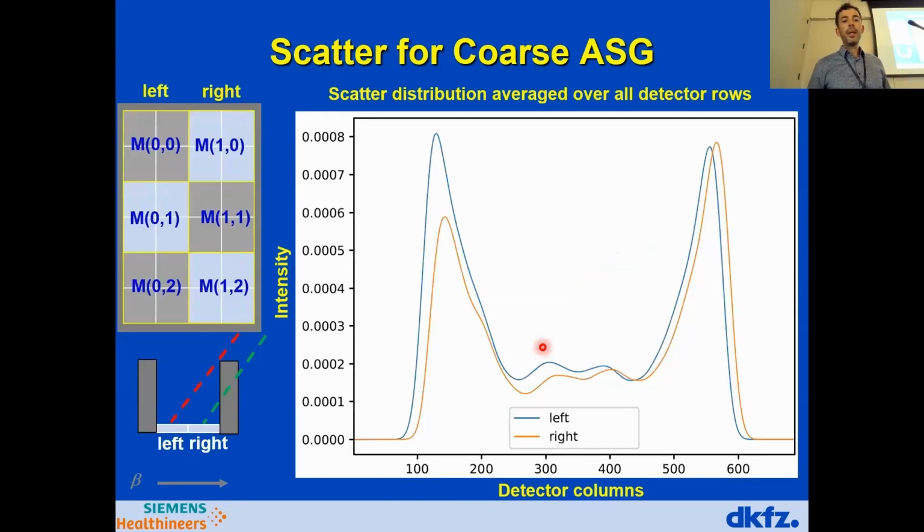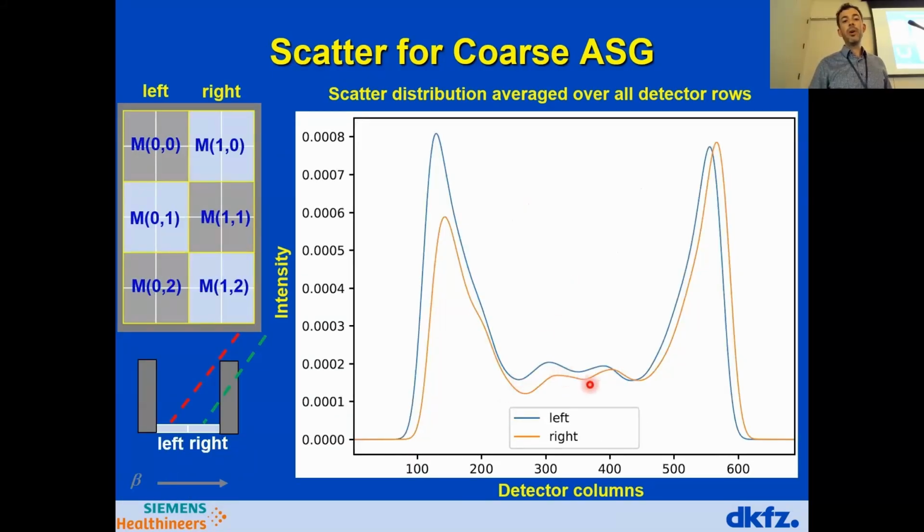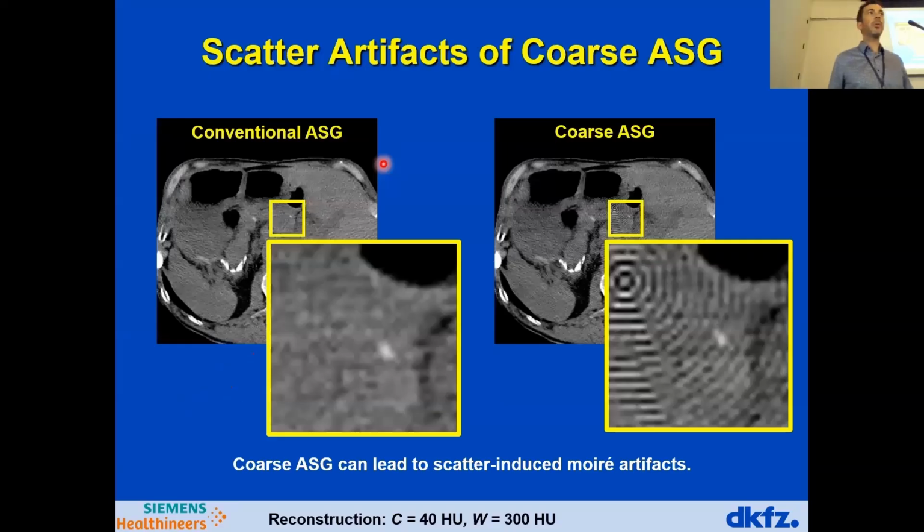If we now separate and just look at the left side of the anti-scatter grid or the right side in one position, we can see that we don't have these high frequencies. We are seeing the low frequency components of the scatter signal. The same can be done also in Z direction, where we have our top, middle, and bottom rows. And also here you can see the changes of the scatter signal. But what does this mean for our reconstructed image? Let's have a further look.